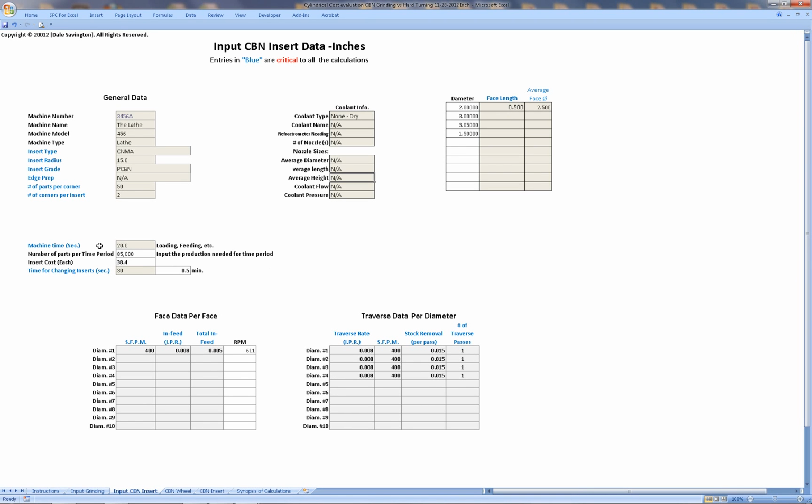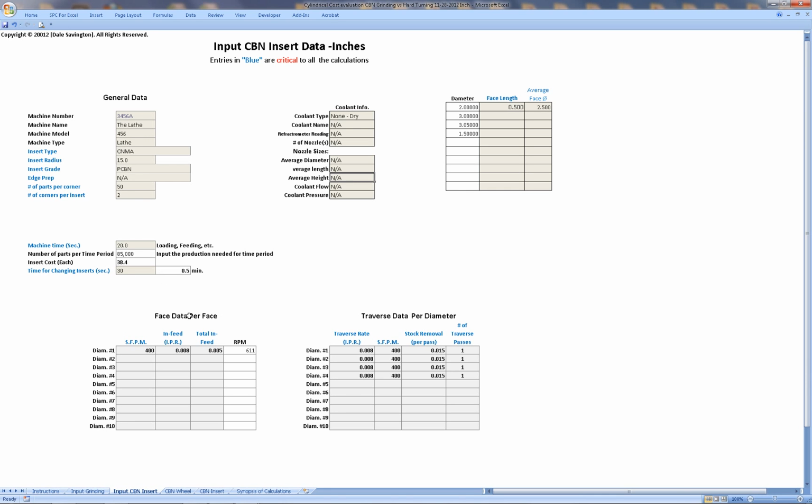The machining time, we're using exactly the same. It may be different, but for this demonstration, I'm using 20 seconds. But whatever it would be for your lathe, that would be the input. The number of parts per time period is the same; we still have to do 85,000. The insert cost per each is brought over from the earlier input. And for the time for changing inserts, I put down 30 seconds, or 1/2 minute.